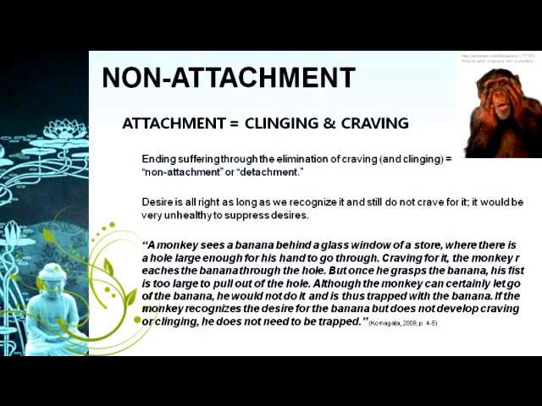An example would be this version of the monkey trap story. A monkey sees a banana behind a glass window of a store, where there is a hole large enough for his hand to go through. Craving for it, the monkey reaches the banana through the hole. But once he grasps the banana, his fist is too large to pull out of the hole. Although the monkey can certainly let go of the banana, he would not do it and is thus trapped with the banana. If the monkey recognizes the desire for the banana but does not develop craving or clinging, he does not need to be trapped.